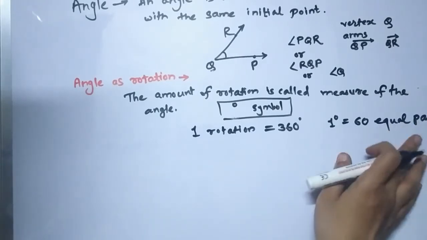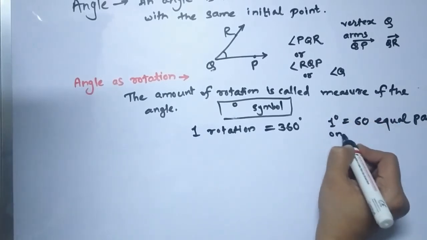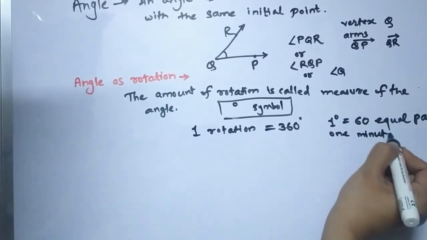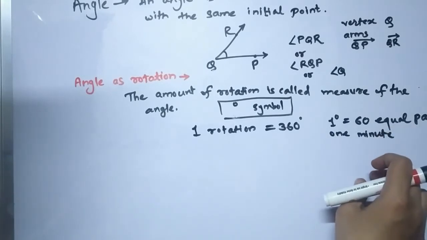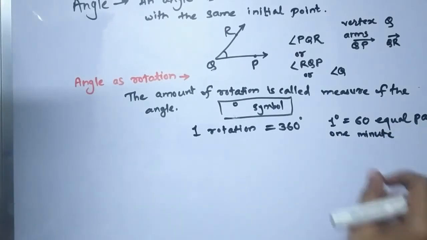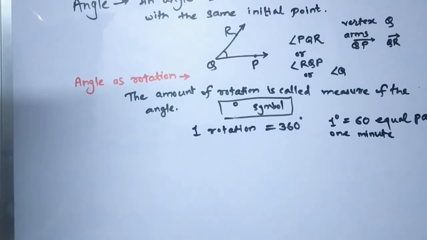So 60 equal parts you can call 1 minute, which is nothing but the 60 equal parts, and which can be further divided into 1 second.